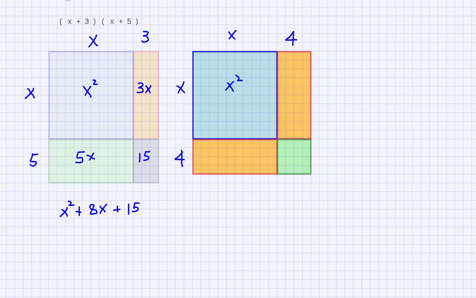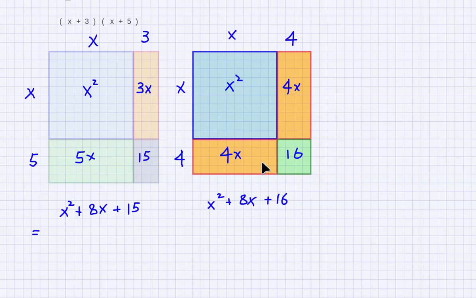So if we work this one out, we add all the pieces. So we've got x squared plus 4x plus 4x plus 16. We would get in total x squared plus 8x plus 16. So this expression here is pretty close to this one. It's slightly larger. We've sort of taken this rectangle here and squeezed it so that it's close to a square with the same perimeter. x plus 3 plus x plus 5 is the same as x plus 4 plus x plus 4.